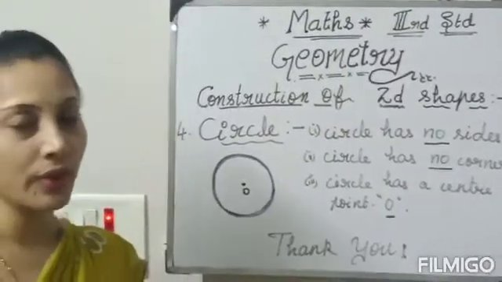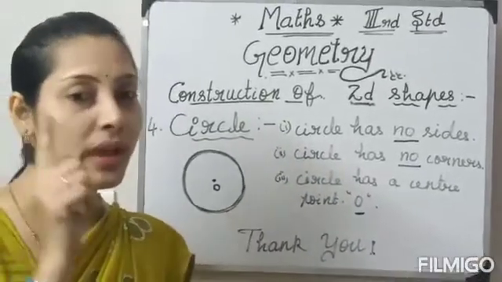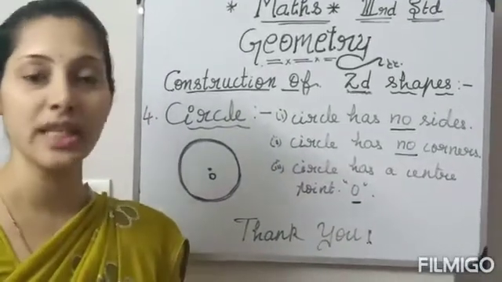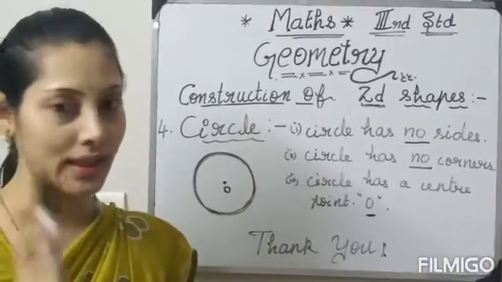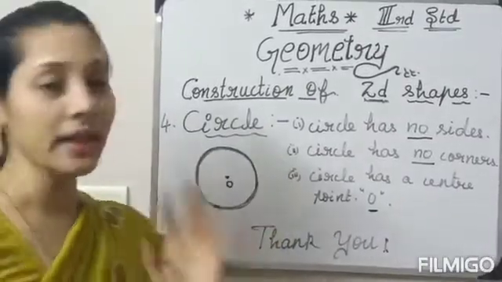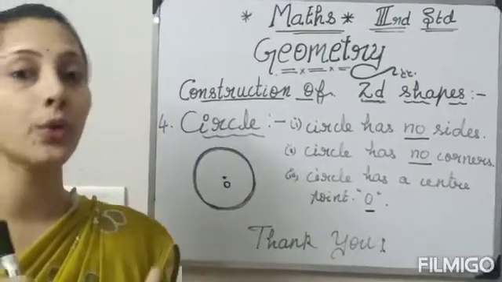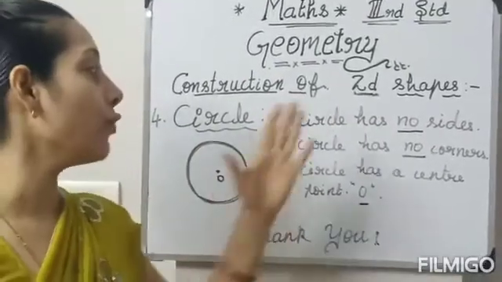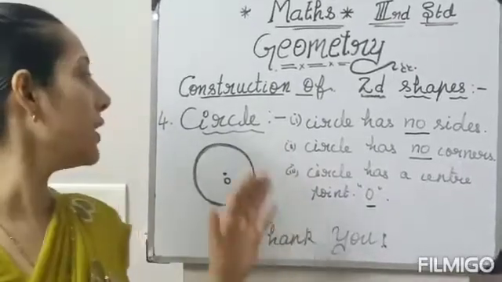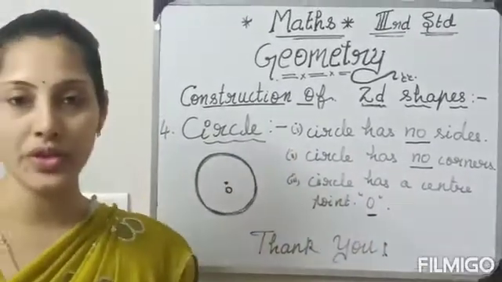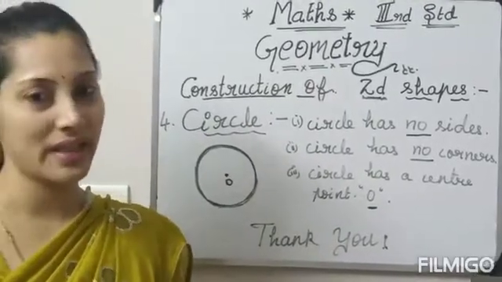If they ask you in fill-ups, what do you have to say? A circle has a center point, only one center point. If they say two center points, it is false. Only one center point. I think it is all clear for you. That is about the 2D shapes, how you have to draw them, and what the properties of our 2D shapes are. You can learn very easily, but you have to practice at home once.